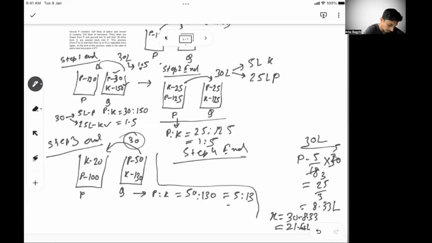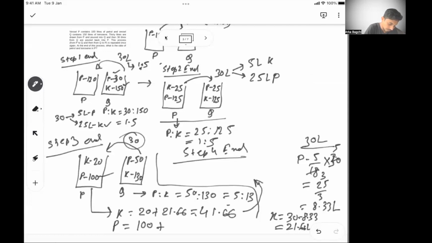So in P, kerosene was 20 earlier, so 20 plus 21.66 is 41.66. This is at the end of step 4. And petrol was 100 earlier, 100 plus 8.33, so 108.33.